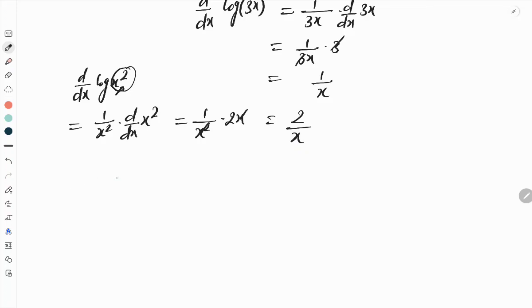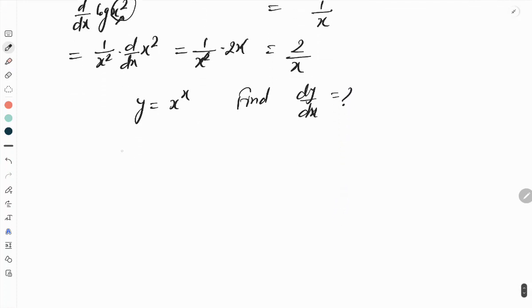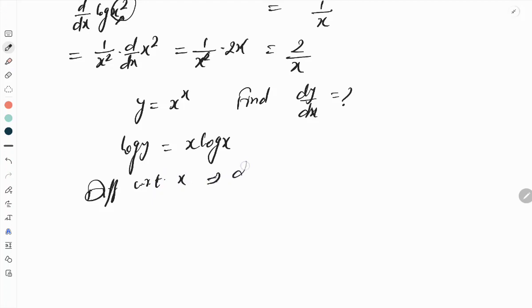Okay, now we'll come to that question. That question is saying y is equal to x power x, find dy by dx. Whenever there is a function power function, take log first on both sides. So log y is equal to x log x. Now differentiating with respect to x, it will be dy/dx of log y is equal to dy/dx of x into log x.